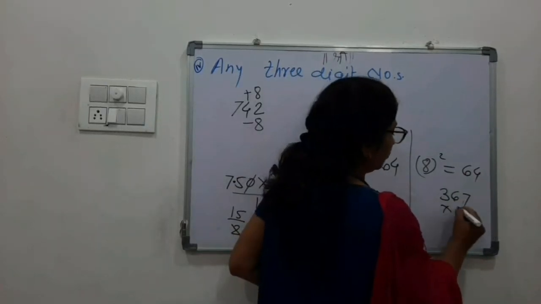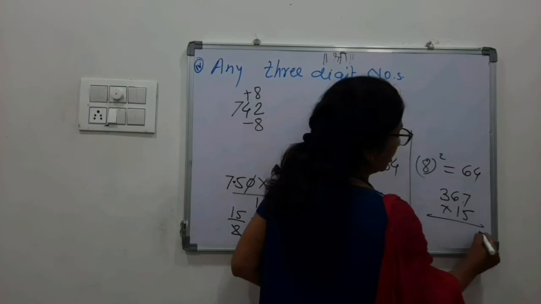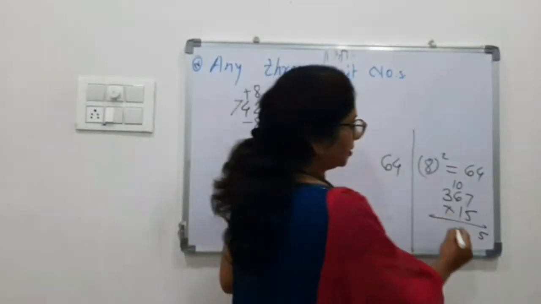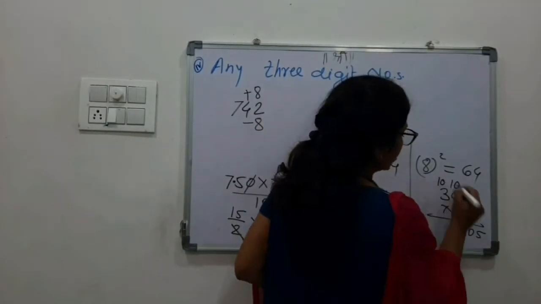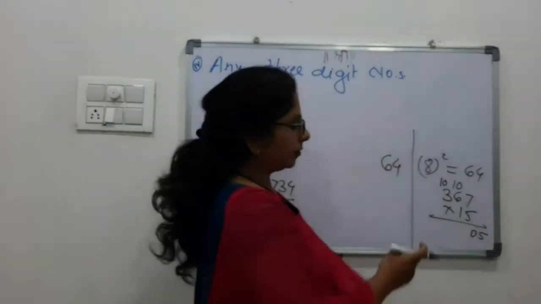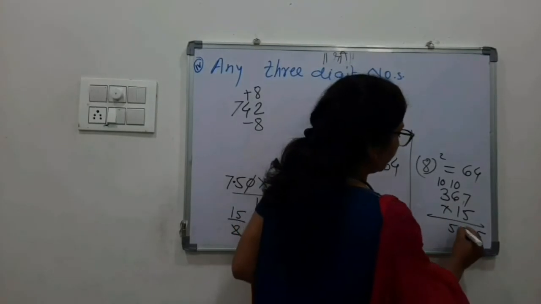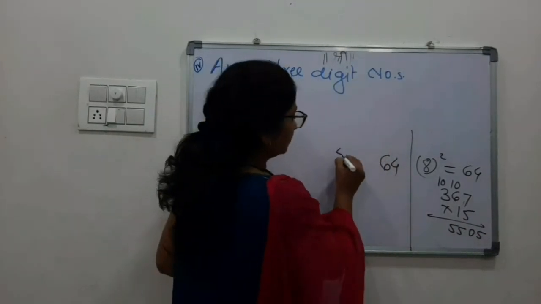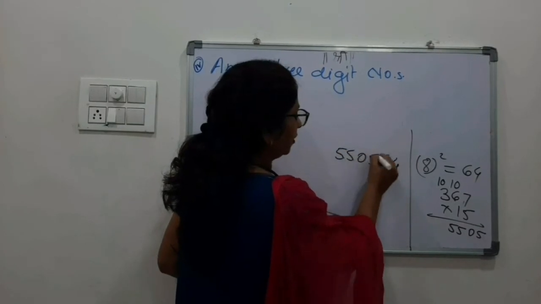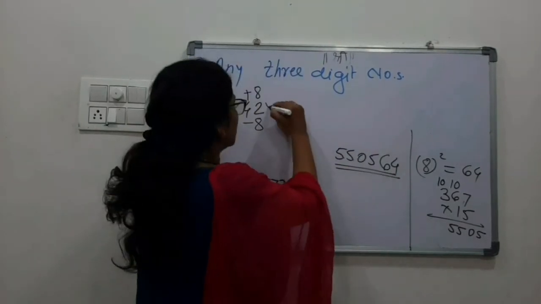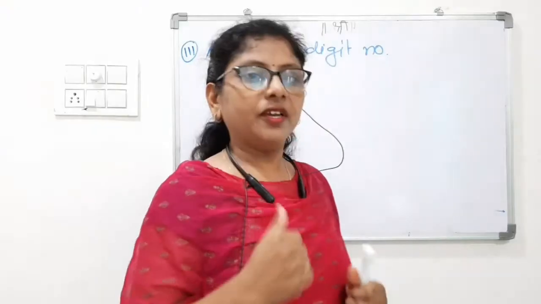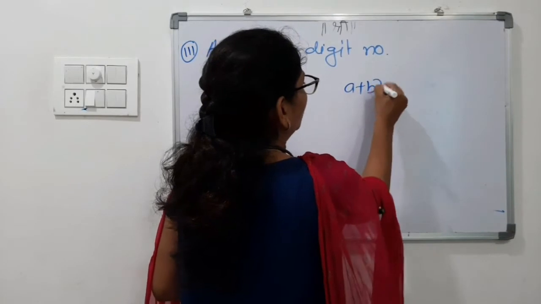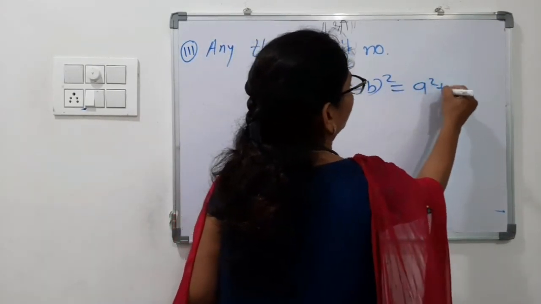367 into 15. 15 7s are 105. 15 6s are 90. 90 plus 10, 100. 15 3s are 45. 45 plus 10, 55. Okay. Now put this number here. 5505. So this is the square of 742. Okay. Here in this case also we can use the expansion for a plus b whole square to find the square.